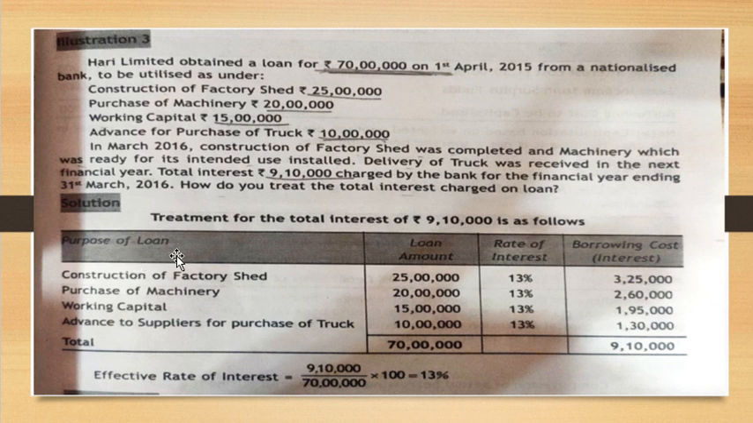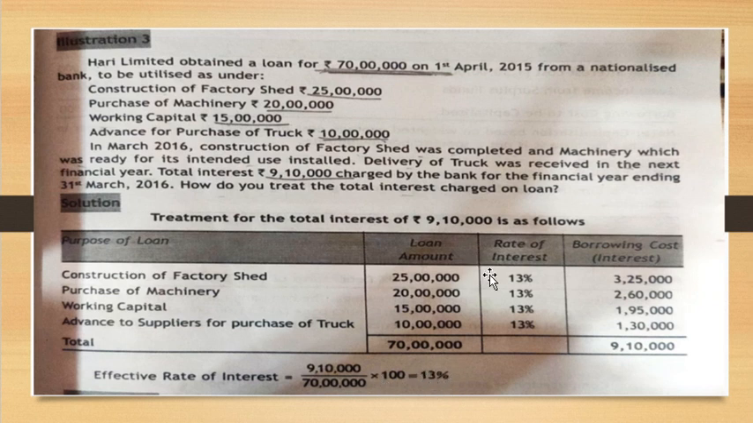Show it in a table. Treatment for the total interest of rupees 9 lakh 10,000 is as follows. Purpose of loan: construction of factory shed, loan amount 25 lakh. Purchase of machinery, loan amount 20 lakh. Next, working capital 15 lakh. Next, advance to suppliers for the purchase of truck is 10 lakh. So the total loan amount comes up to 70 lakh. What is the percentage which is incurred? As per the calculation, it is 13%.